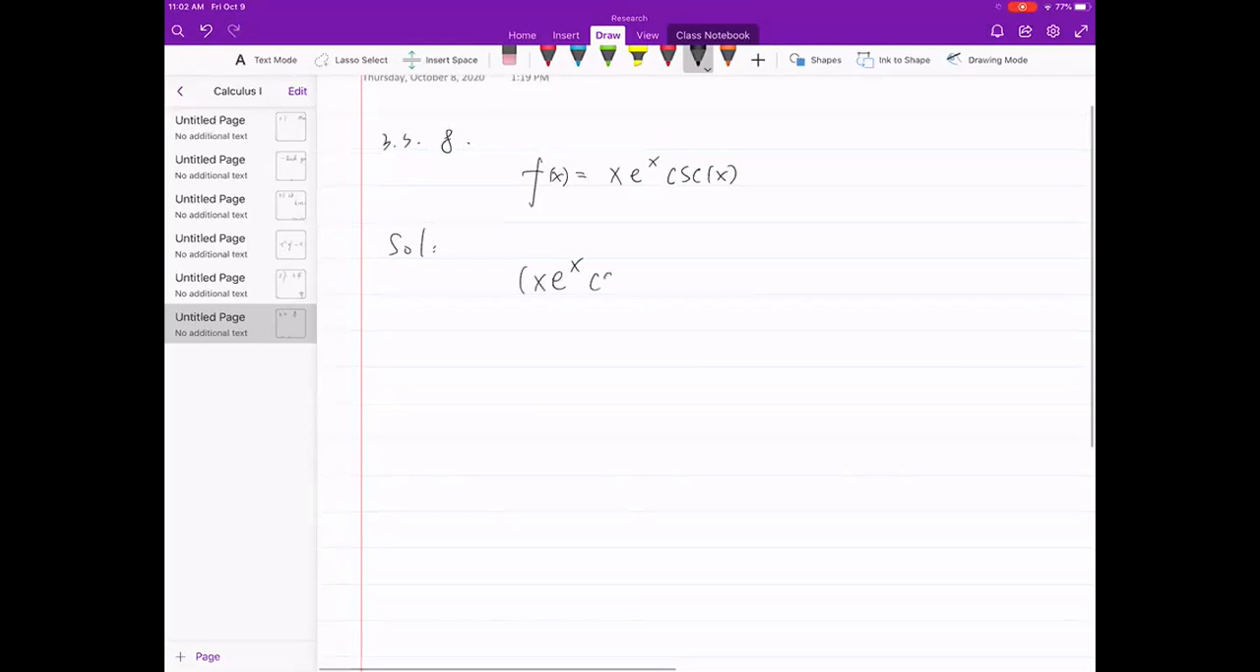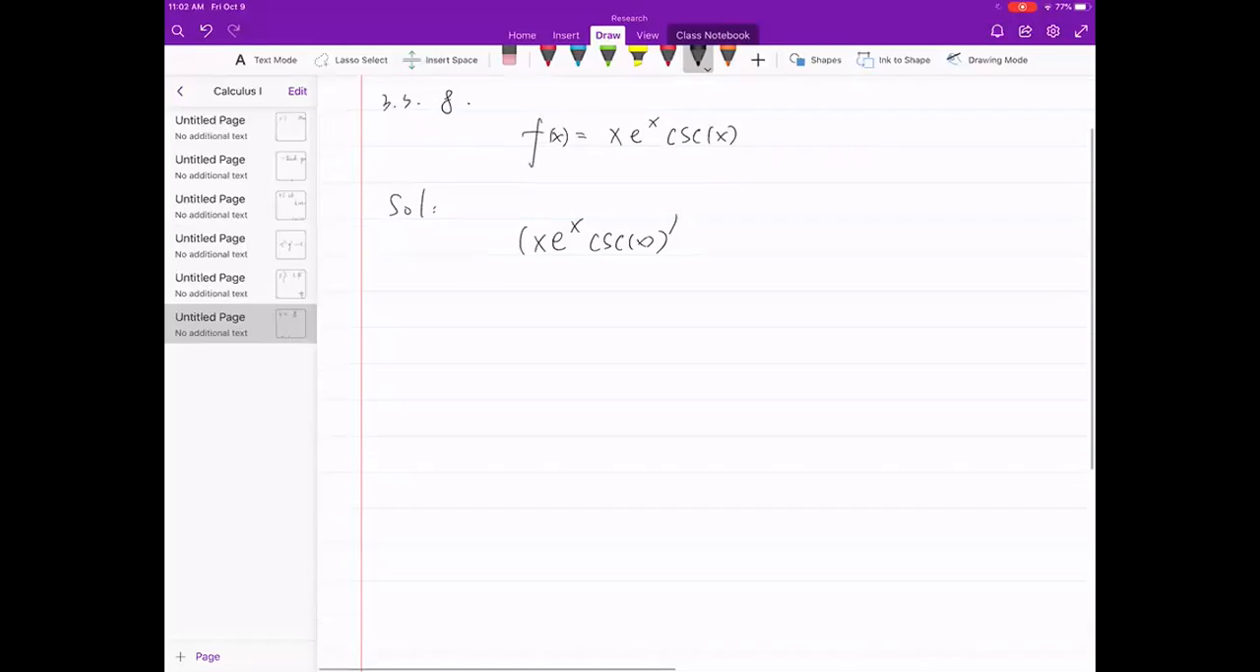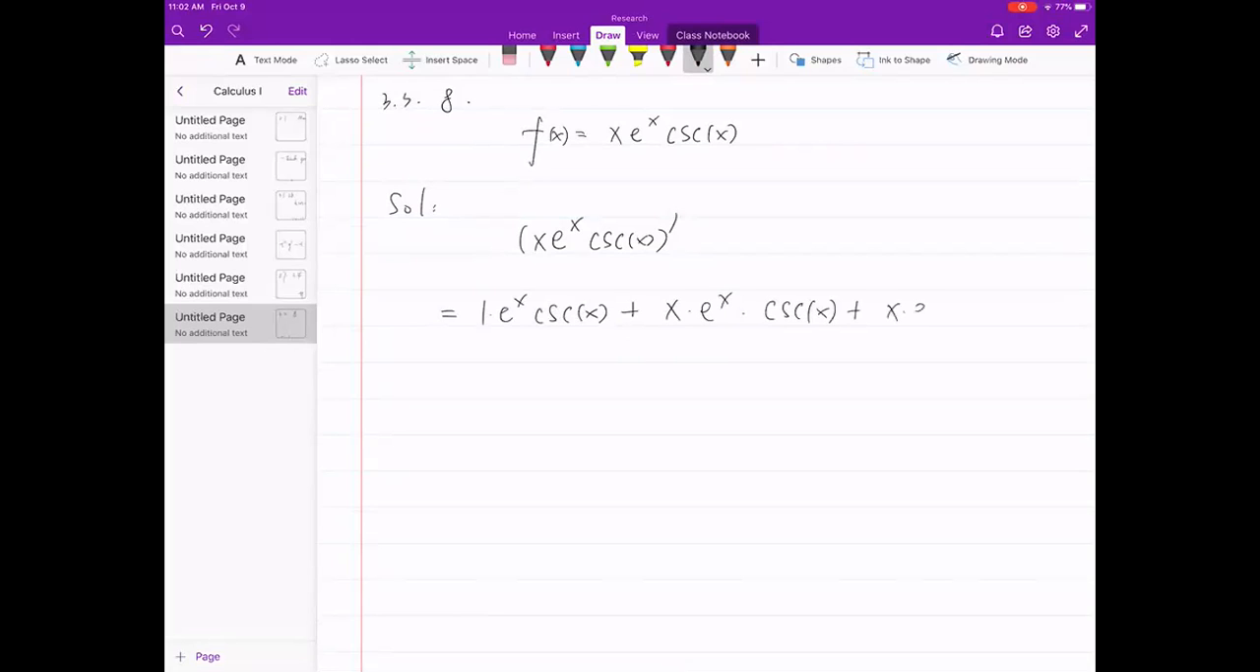So before I do anything, I already know what I should be doing. I should have 3 terms. For each term, I take the derivative of 1, keep the other 2. Okay, so x prime, that's 1. Keep the other 2. Now it's my turn to do e to the x. Keep the other 2. Now keep these 2 and do the derivative of cosecant.